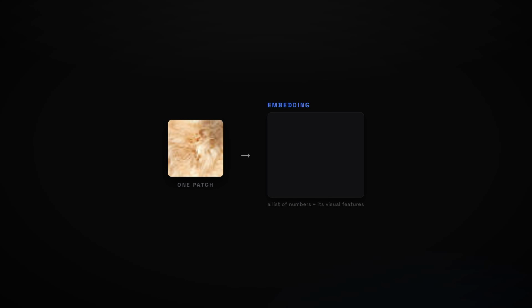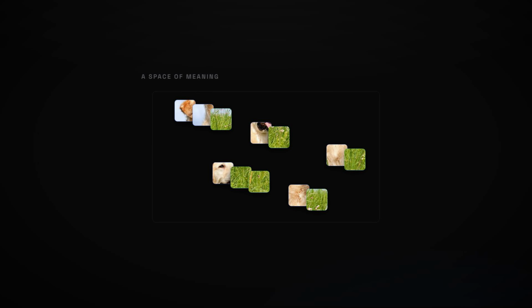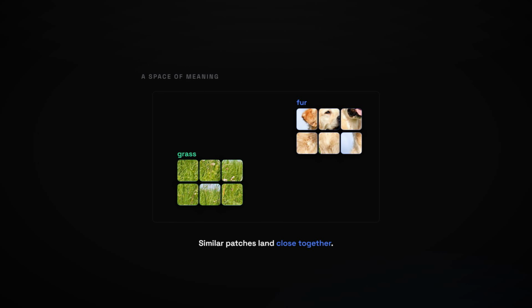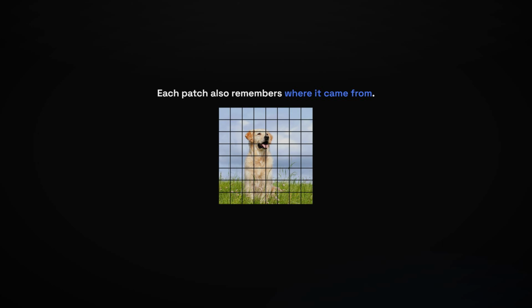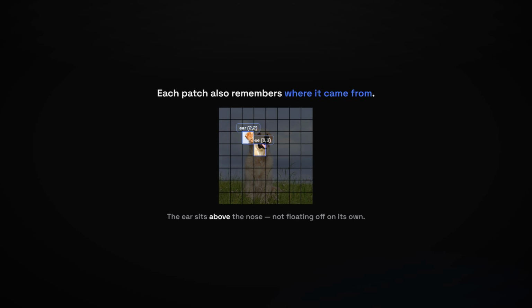Every patch gets converted into an embedding, a vector, a list of numbers representing its visual features. Think of that vector as a point in a high-dimensional space where visually similar patterns naturally end up closer together. Fur-like patches near other fur, grass near grass. And because chopping the image into squares throws away their original layout, the model also adds information about where each patch came from. So it knows the ear sits above the nose, not floating off on its own.